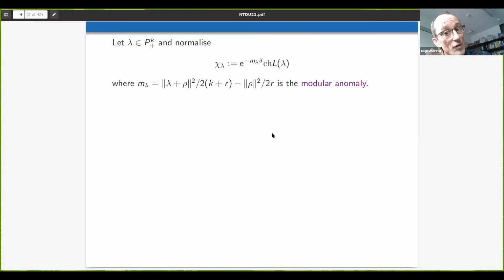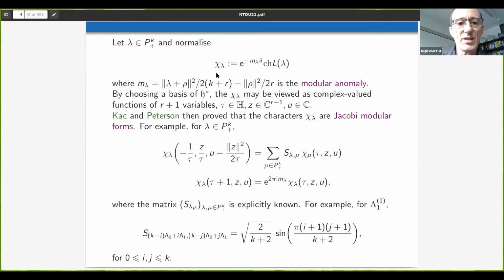But it turns out that if you normalize these characters, and again, what this normalization factor is is not important. There's a lot of notation that I haven't explained, but the term here, modular anomaly, is already giving you a hint. We're normalizing this thing such that this normalized character has really nice modular properties. And so that's sort of, I guess, the surprising discovery by Kac and Peterson. They showed that these normalized characters are essentially Jacobi modular forms.